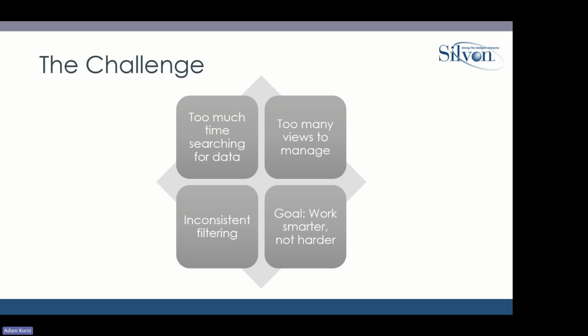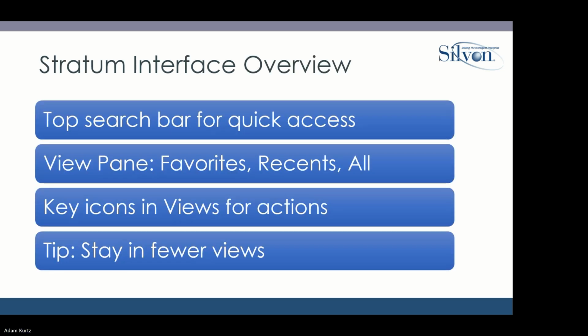Inconsistent filtering. You might have the same version of a view that is filtered 16 different ways. Is that probably the most efficient way to do that? Probably not. So the goal here is obviously to alleviate some of these situations and, again, to work smarter, not harder, and more efficiently. So let's talk about finding views.